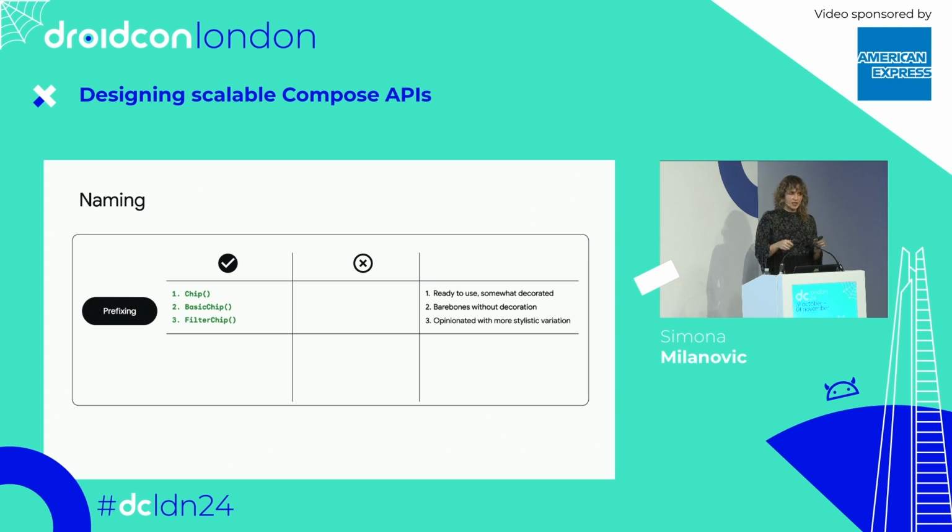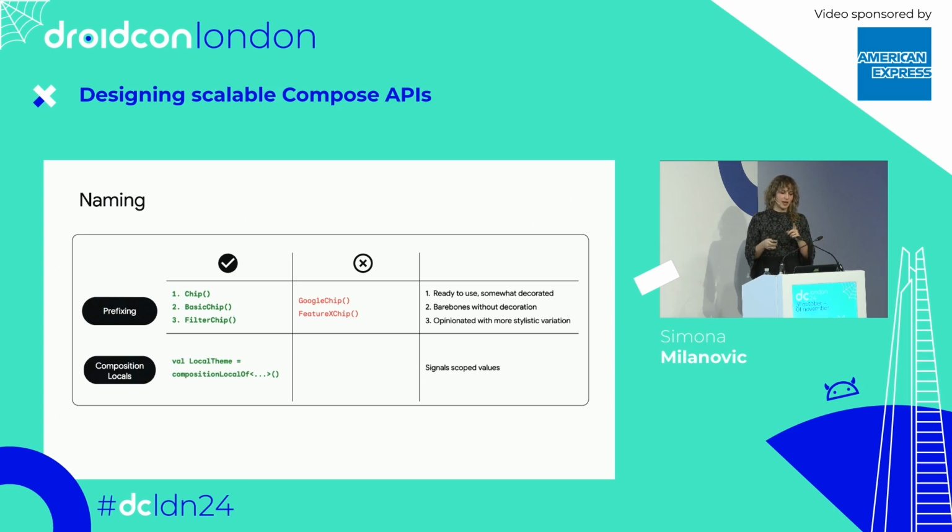So remember that we decided to layer the chip component with a few specific additional designs. One level above it are the opinionated APIs, such as the FilterChip or InputChip, which signals that there are more stylistic variations. Try to prefer prefixes and names that are mostly derived from the component's use case or purpose, rather than using a generic company name or module feature name as prefixes. Composition locals provide global-like values, which are scoped to a specific subtree of the composition. To signal this, you should name them using a descriptive name and use Local as a prefix.